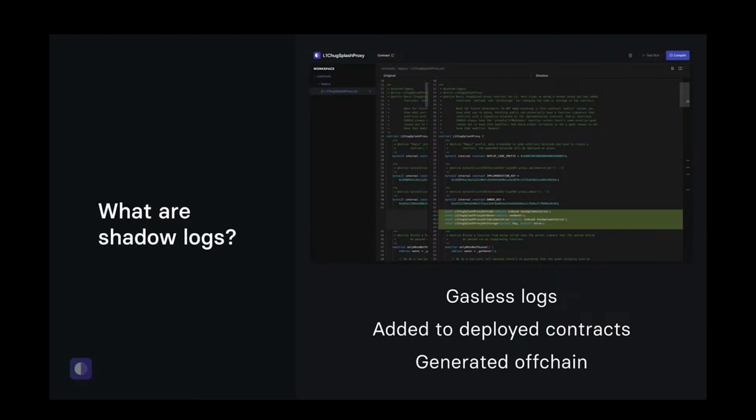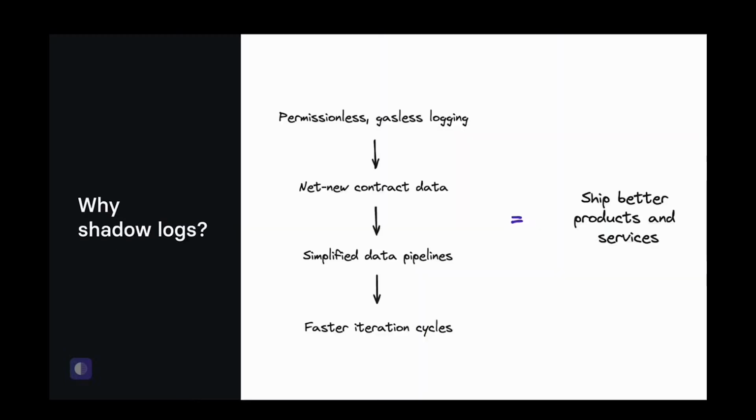Okay, awesome. First, what are shadow logs? Shadow logs are gasless logs that can be permissionlessly added to an already deployed smart contract, and they get generated in an off-chain execution environment.